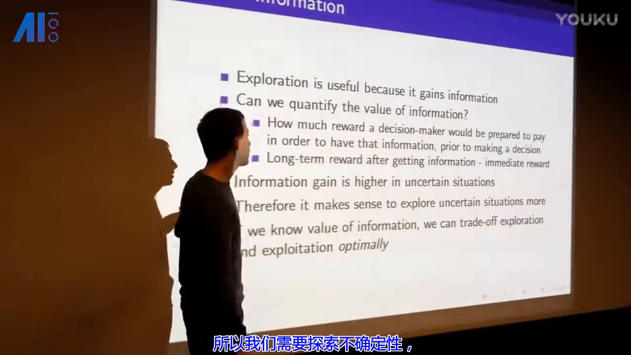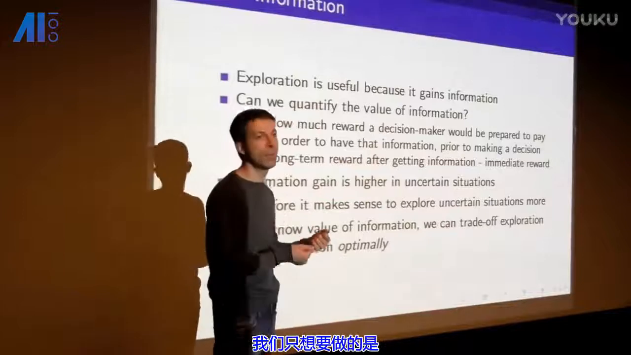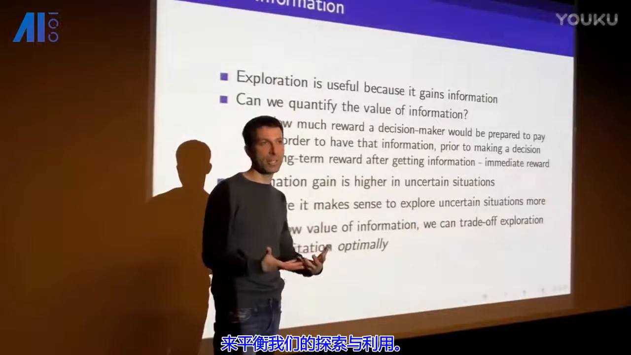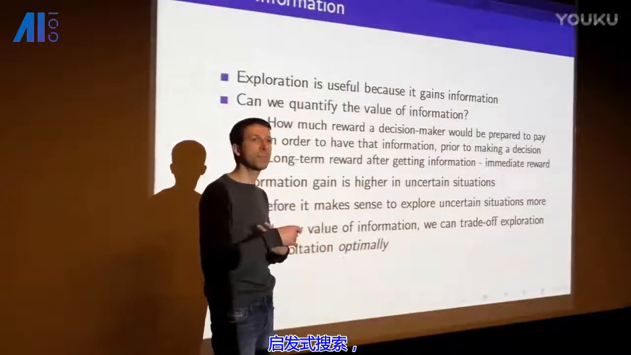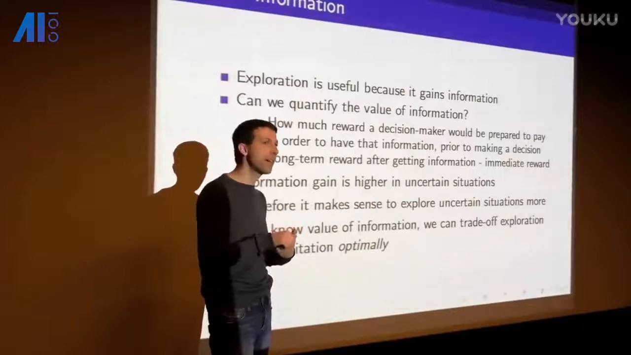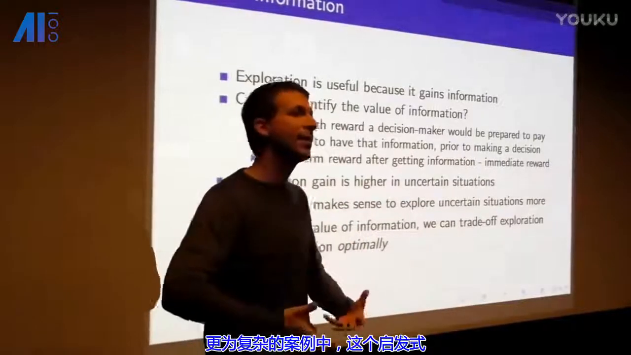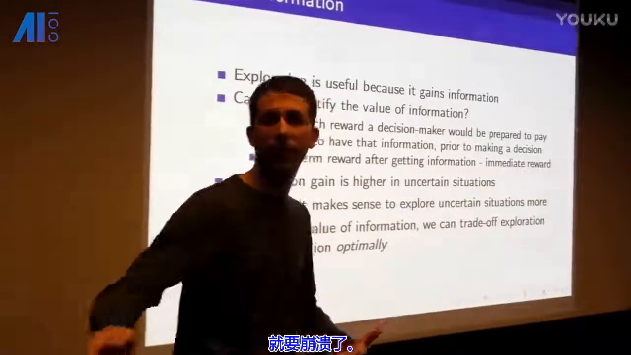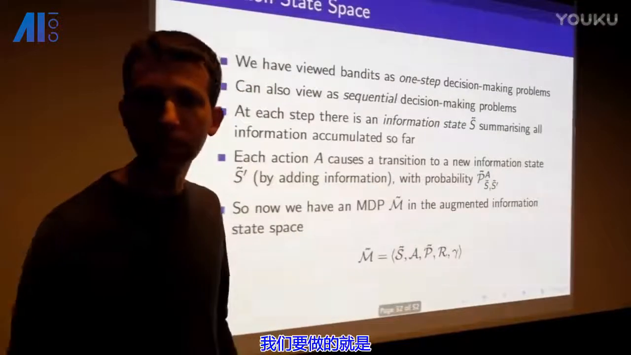So what we want to do is explore uncertain situations more, but do this optimally. We really want to figure out the perfect way to balance exploration and exploitation. Everything we've seen so far is, in some sense, a heuristic. Upper confidence bounds is a heuristic. Thompson sampling is a heuristic. In the more complicated cases, those heuristics start to break down, particularly when we start to look at full MDPs. So what's the real best way to trade off exploration and exploitation?